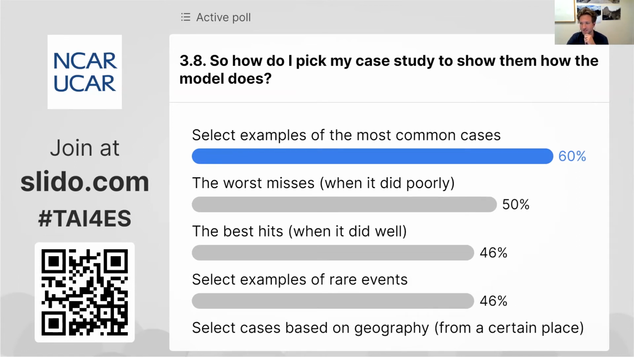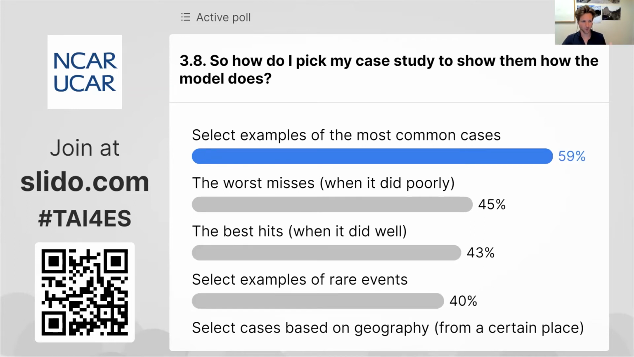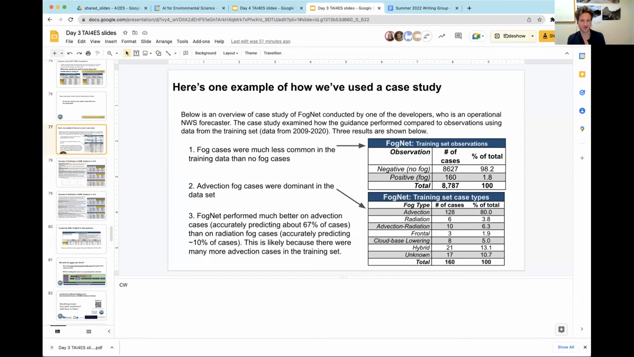So select events from a certain time of day or of year is not as popular, only 38% of people selecting that. Examples of rare events is now down to 33. Random cases is only 25% of people. Geography is only 36. All right, so this is good. We keep these in mind. So we're gonna show you what we did, or what we're doing, in this setup. And we can flip back to the slides because you're hitting on a lot of the same ideas that we were.